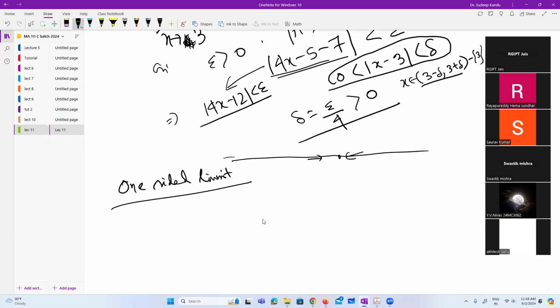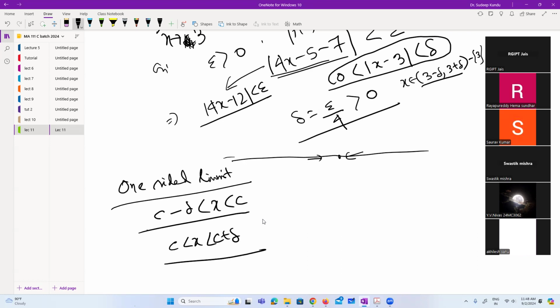What do you mean by one-sided limit? That is your left-hand limit and right-hand limit, which you have already studied, right? If we approach, only one side is defined in the domain. So you can see that when c minus delta is less than x less than c, what will happen? When c is less than x less than c plus delta, what will happen? So this is your left and this is your right. Is it clear?